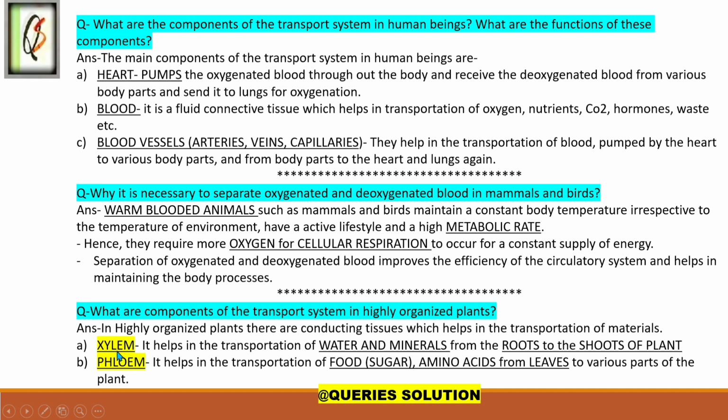So what does xylem do? Xylem helps in the transportation of water and minerals, and from where? From roots to the shoots of the plant. And phloem, as we know, helps in the transportation of food, which is nothing but the sugars and amino acids. And from where? From leaves to various parts of the plant. And this we have entirely discussed in detail in our video.